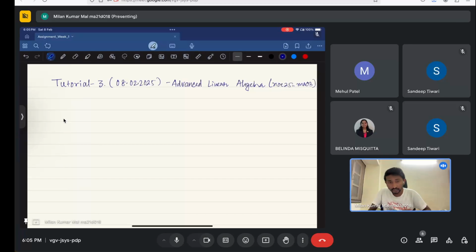Just one minute. Let me read the problem. Let V be the space of polynomial functions of degree less than or equal to 3 over the field F. So that will be a four-dimensional vector space, and W be the space of all four-tuples over the field F. F is not mentioned, but it is supposed to be either real or complex. And B1 equals 1 plus x square plus x cube, x plus x square, x cube plus 1. So the first vector is equal to the sum of the last three vectors, so they are linearly dependent then. And B2 equals to, yeah.